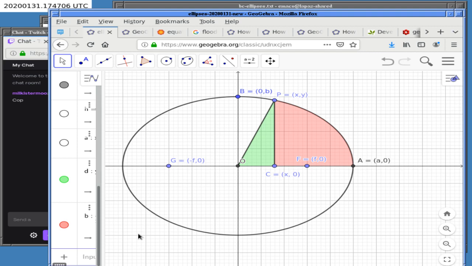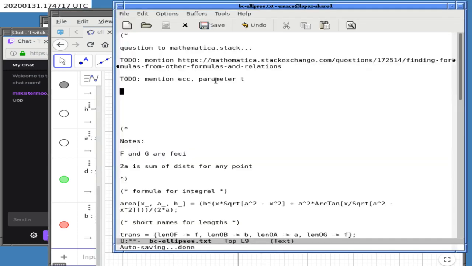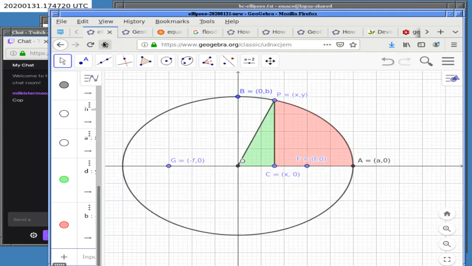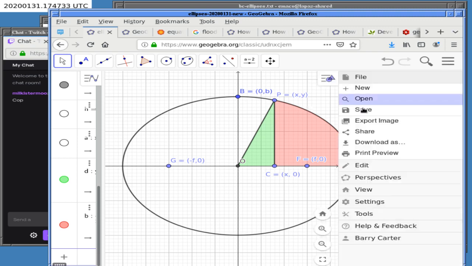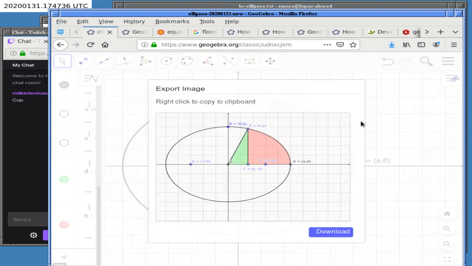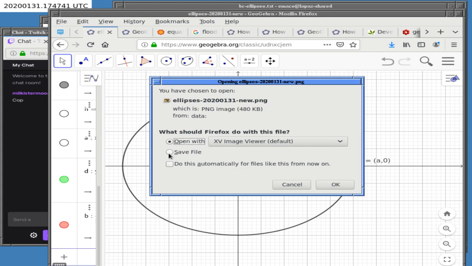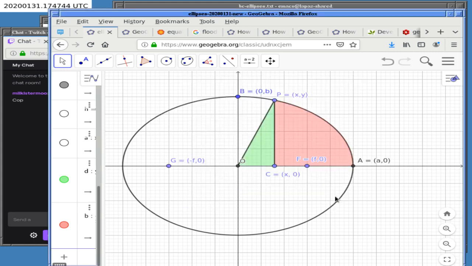I've got to be a little bit careful here about what I'm going to do, because I can't really call this AOP, because it's not a triangle, it's an area. So let's go ahead and do this. I guess we'll call this diagram one. Are we ready to go with this one? I think we are. Actually, I don't know if we are or not. I want to export the image. I want to download it, actually. From now on, I want you to save PNGs automatically.